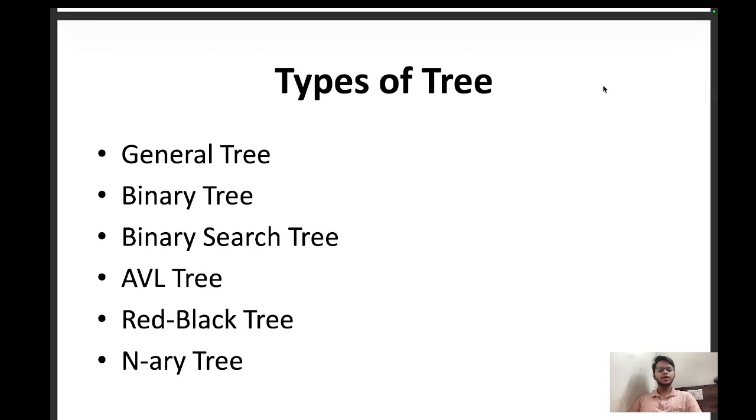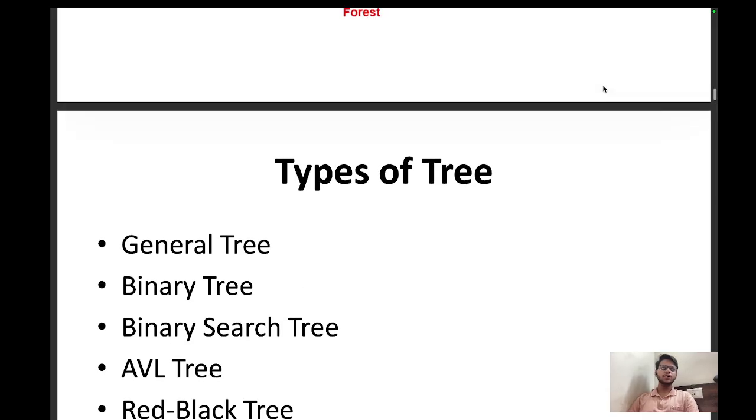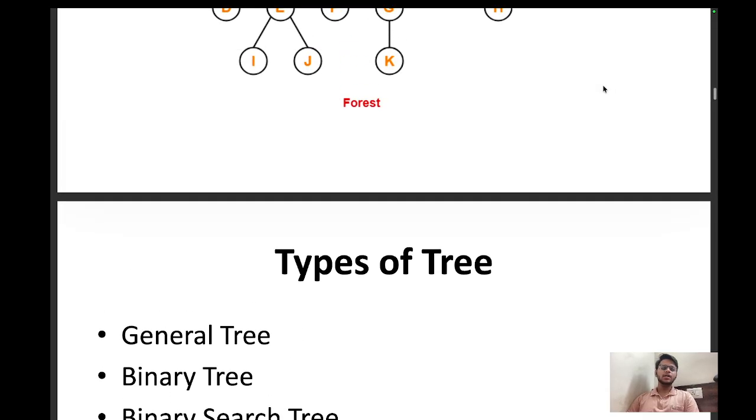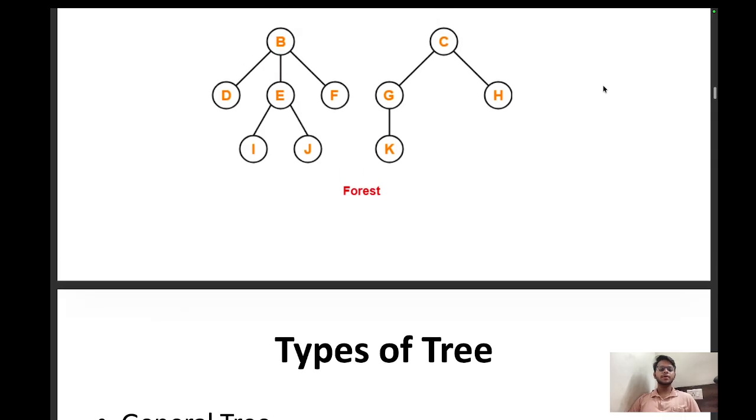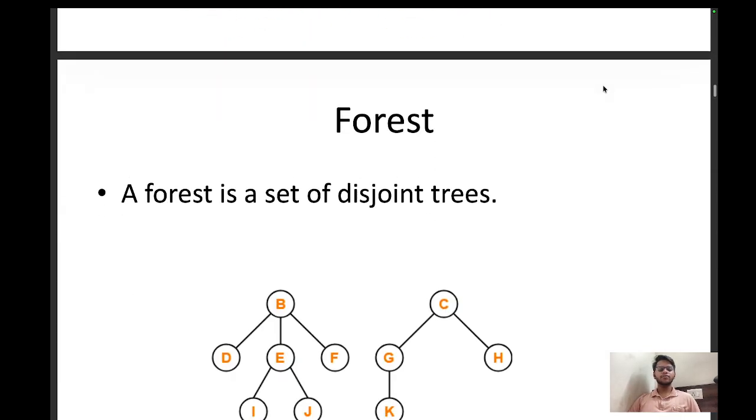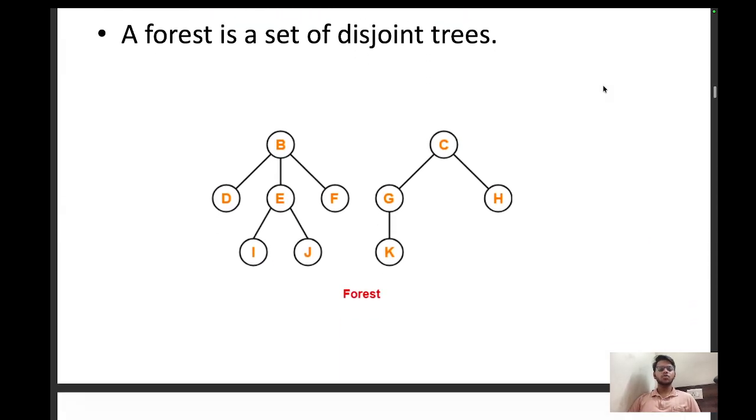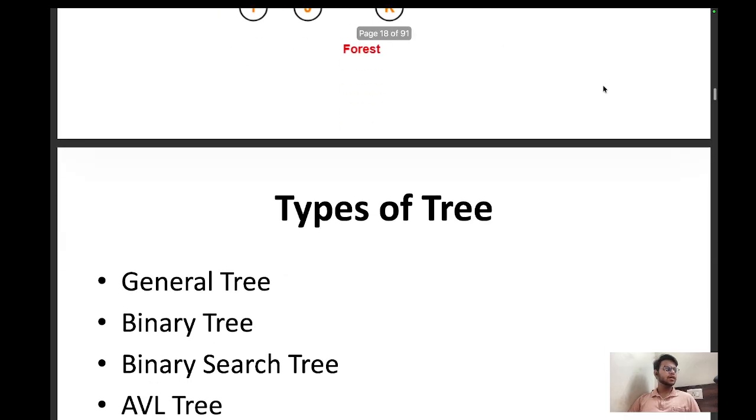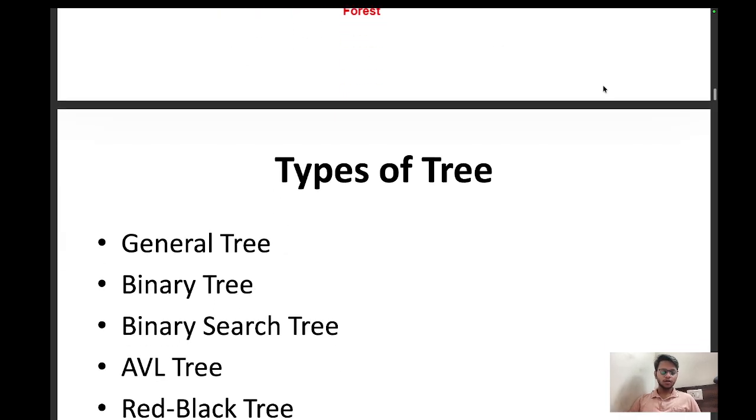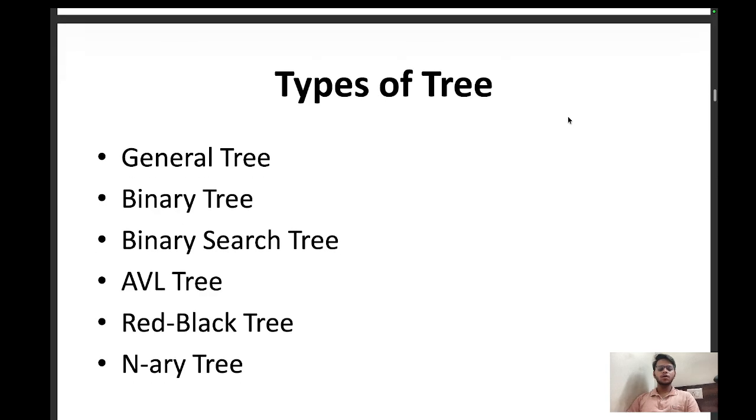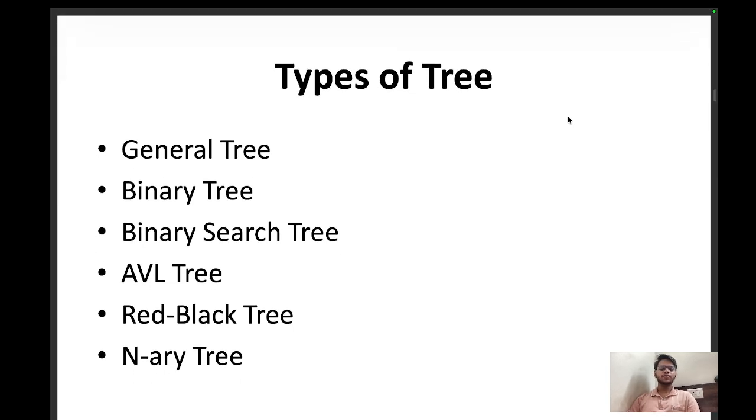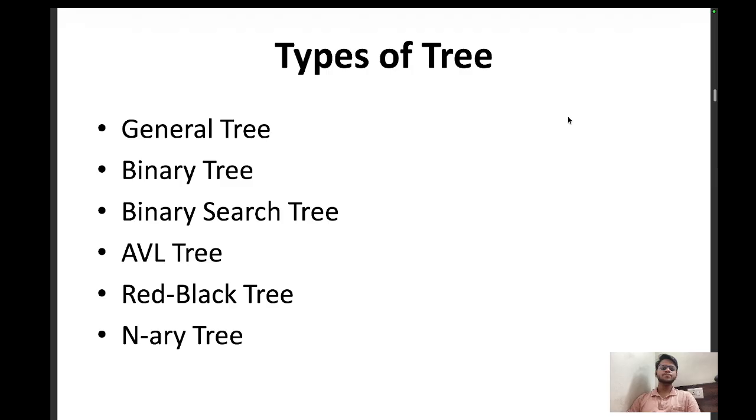And in yesterday's lecture, we covered what a tree is and what the basic terminologies used in the tree are. We have also discussed the various types of trees. Now we have a new topic for today, that is types of trees. Now we will discover and learn about the different types of tree that we have in data structures.